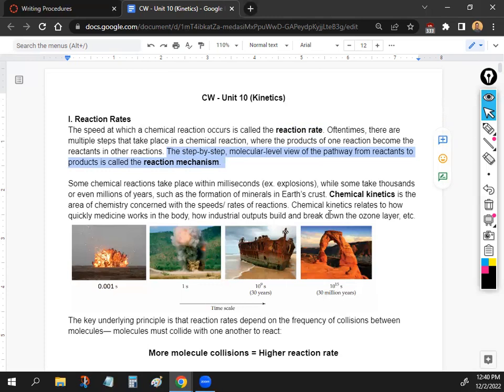It's not as interesting as it sounds. They just bump into each other. Okay. All right, and that's what kinetics is. Kinetics is just talking about the reaction rate and how they bump into each other.